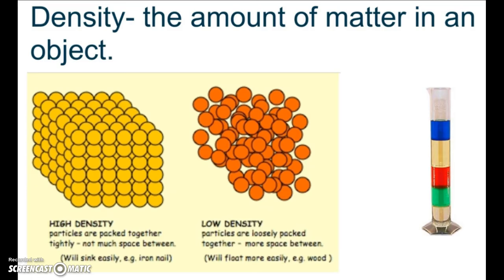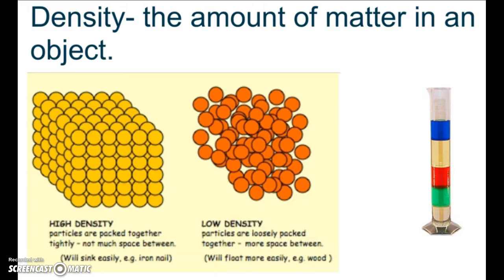If something has a high density, you would say that it would sink in something else. So you would say an iron nail has a higher density than 100 milliliters of water. It would sink because of that. In the picture to the right, the orange spheres have a low density. Those particles are loosely packed together and there's way more space between them. So because they're loosely packed together, there's more space, those particles would float. So a wood block would float in a glass of water.